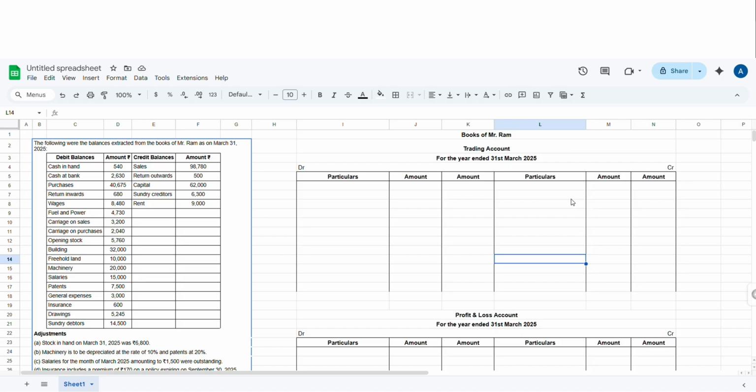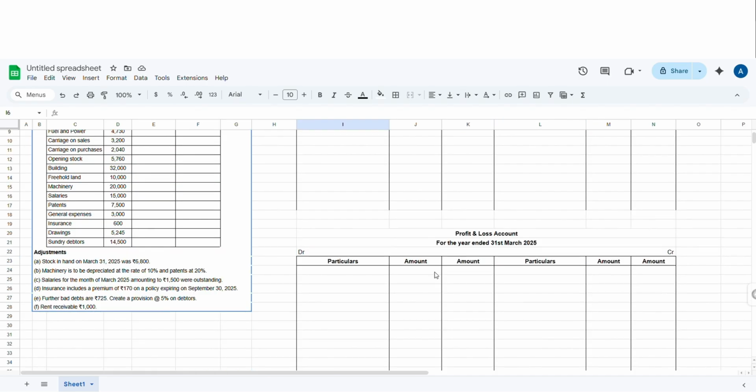And we have adjustments. Stock in hand on March 31st, 2025 was 6,800. Machinery is to be depreciated at the rate of 10% and patents at 20%. Salaries for the month of March 2025 of 1,500 were outstanding. Insurance includes a premium of 170 on a policy expiring on September 30, 2025. Future bad debts are 725. Create a provision at 5% on debtors. And rent receivable 1,000 rupees.